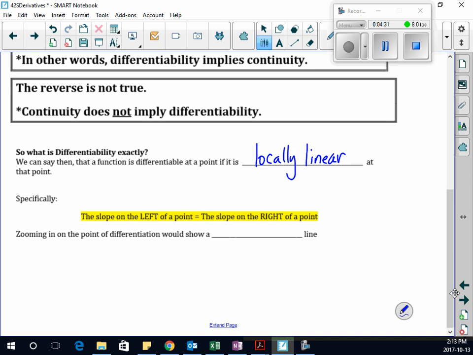Specifically, if the slope on the left of that point and the slope on the right of that point equal each other, then it's differentiable. So zooming in on the point of differentiation would show a straight line.